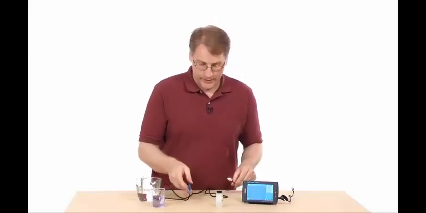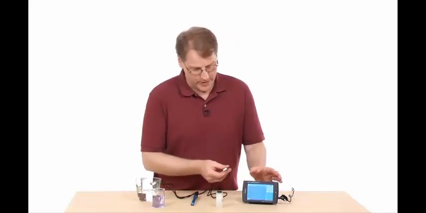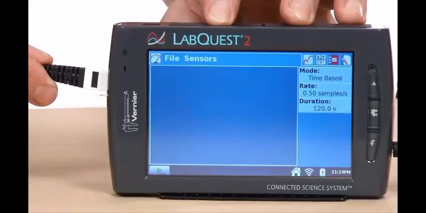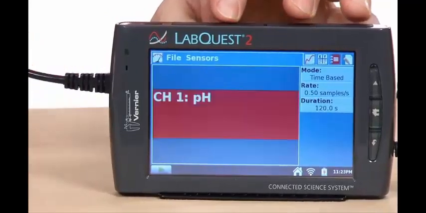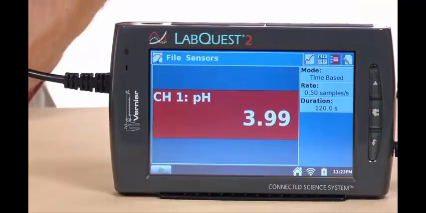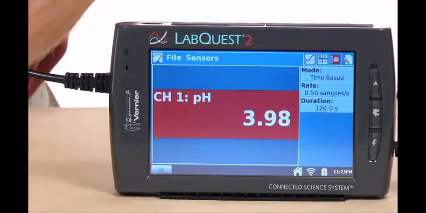The first thing I need to do is to plug this into my LabQuest. So it goes into one of the analog ports here. And when I plug it in, I end up getting my meter reading here. And it's close to the 4, where I had it in the solution before.